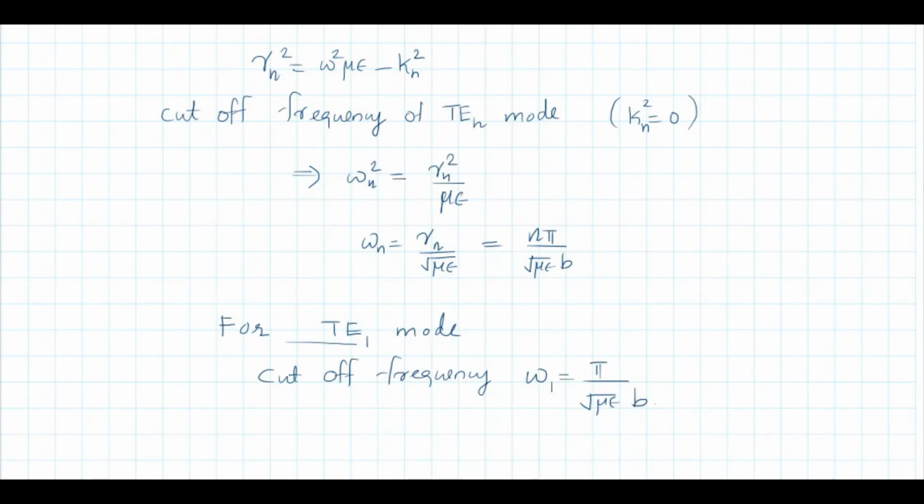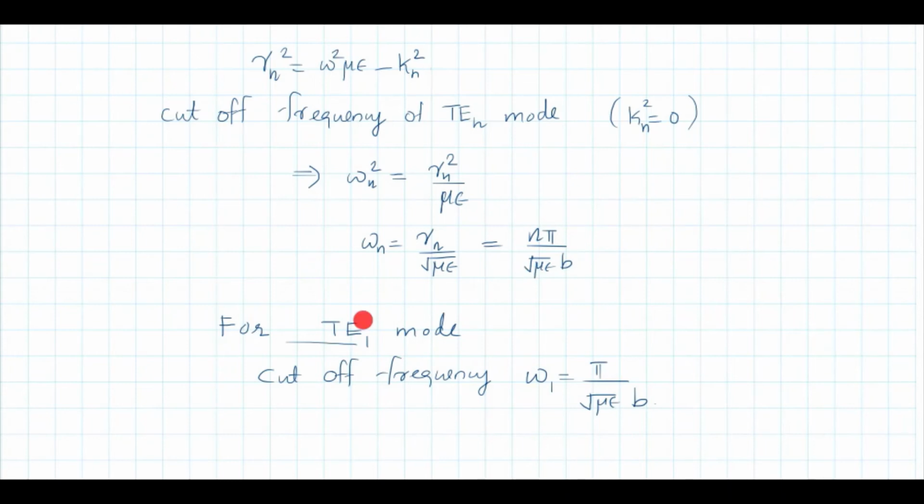Again, you have gamma square equal to omega square mu epsilon minus k square. So gamma n square is omega square mu epsilon minus kn square. Cutoff frequency is obtained by putting kn equal to 0. So cutoff frequency omega n square is equal to gamma n square by mu epsilon. Omega n is gamma n divided by root mu epsilon. Again gamma n is n pi by b. So omega n is n pi by b into root mu epsilon.